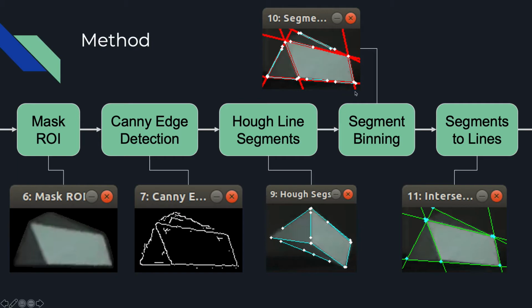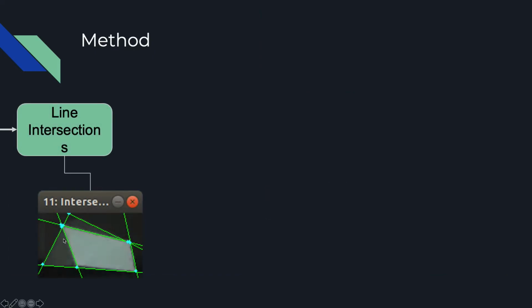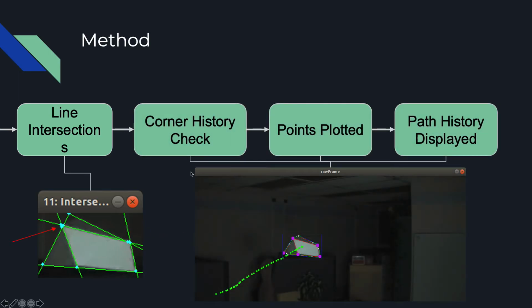Using those new binned segments, we're able to extend them to longer lines, and in this next step, you see we find these intersection points here, and then we're able to check the corner history compared to previous frames, and if those intersection points or corners are close to the former, we're able to plot those here as these purple points.